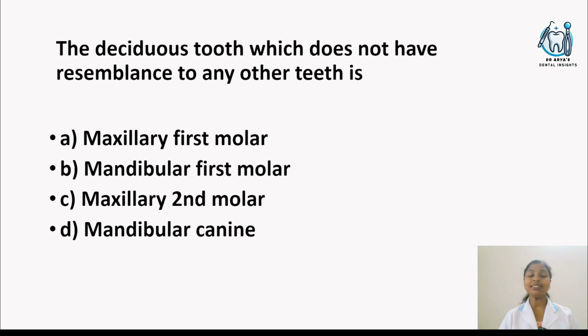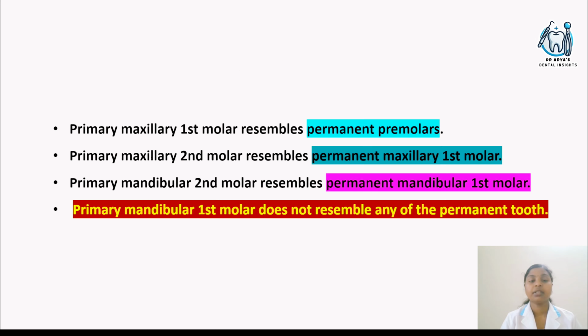So first question, the deciduous tooth which does not have any resemblance to other teeth. Is it maxillary first molar, mandibular first molar, maxillary second molar or mandibular canine? So let's go to the discussion part.